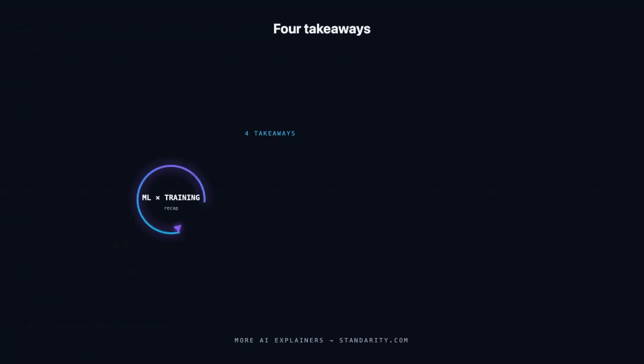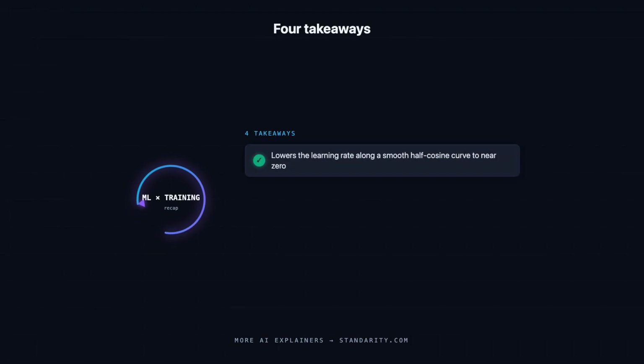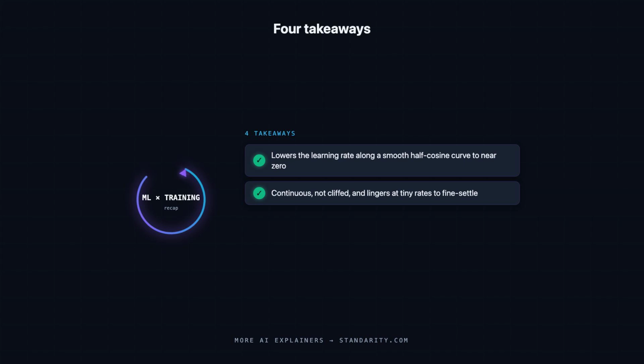All right, let's lock in what matters. Cosine annealing lowers the learning rate along a smooth half cosine curve, from its peak down to near zero over the course of training. Unlike step decay's abrupt cliffs, it decreases continuously, fast through the middle and slowly at the ends, and spends extra time at tiny rates to fine settle the model.